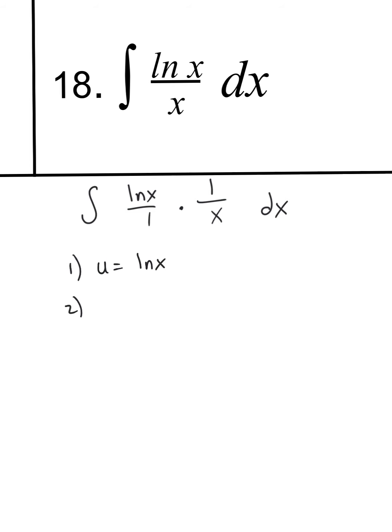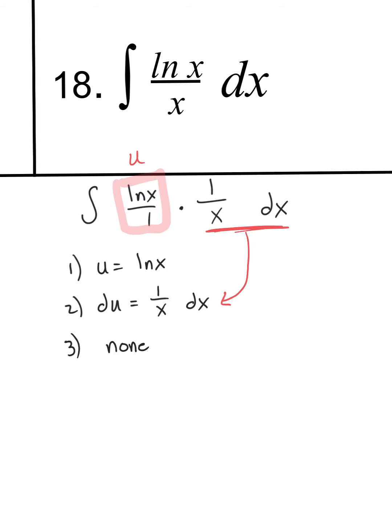u becomes du. We take the derivative. The derivative of ln x is 1 over x. We toss dx on the end. Now we go to the diagram. Where am I going to put u? This piece right here is going to become u. So what's left? 1 over x dx. That has to be by itself here. It already is. No adjustment needed.